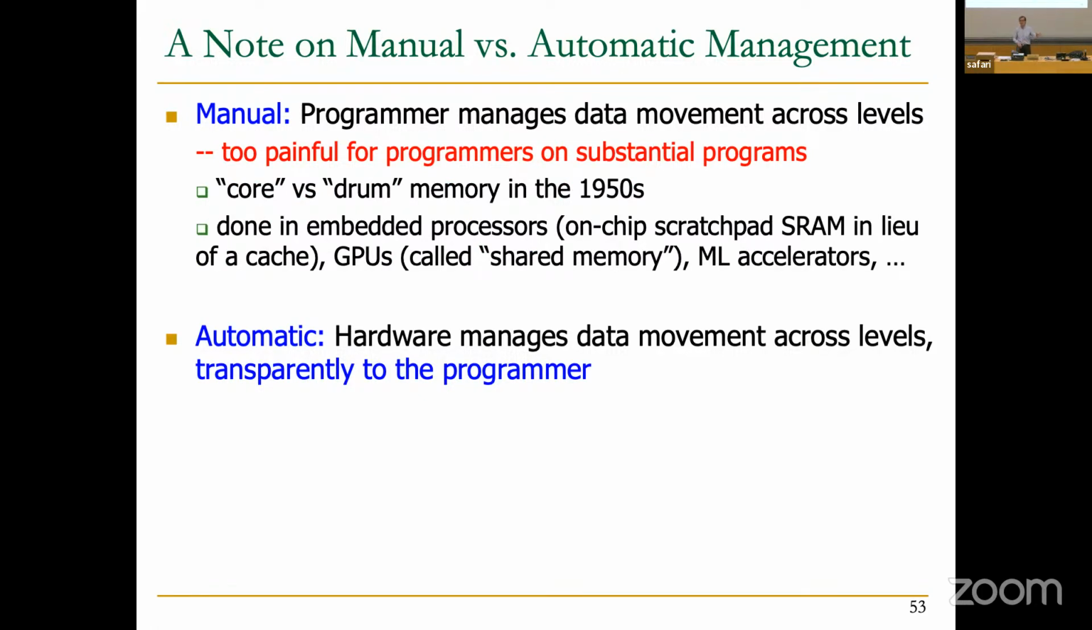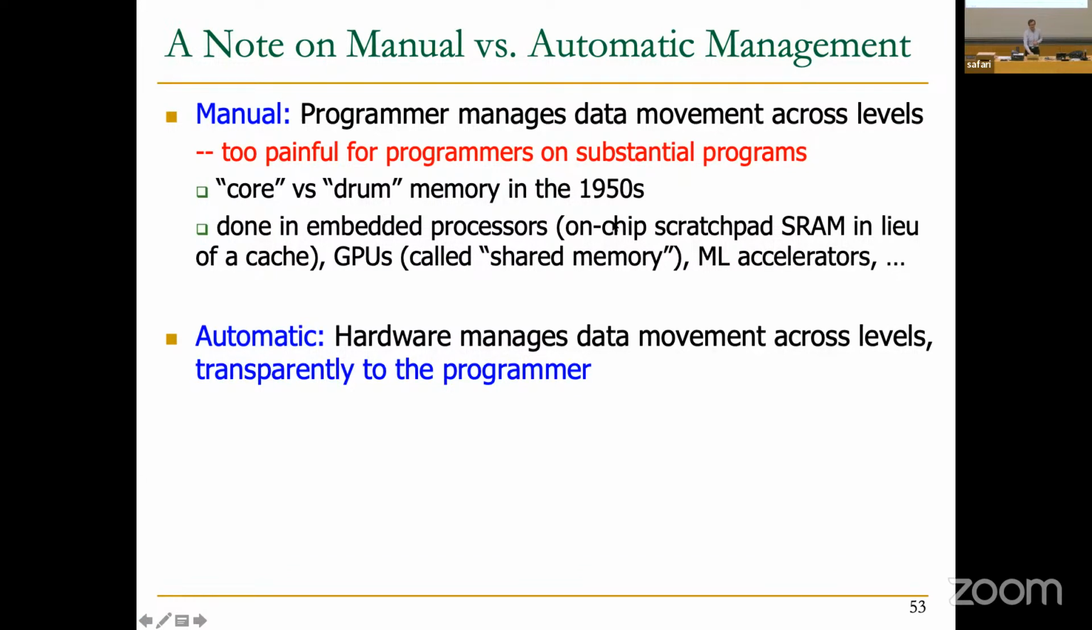There was core memory, which was faster. There was drum memory, which was slower. And the programmer needed to manage what needs to go to the core memory. Or there was some small core memory, as Maurice Wilkes discussed, and large core memory, and the programmer needed to manage it. This was too painful. It's still done in some embedded processors, although it's changing over there.